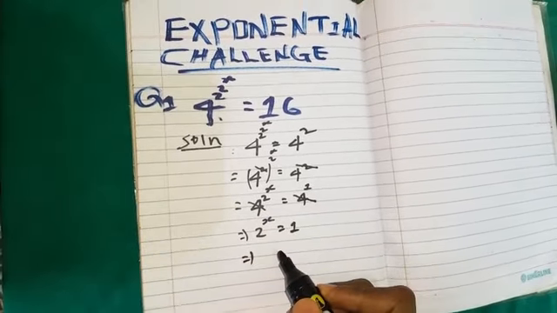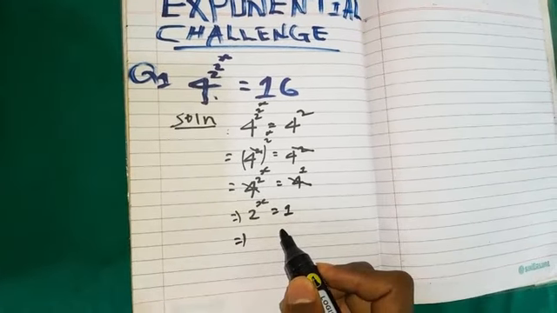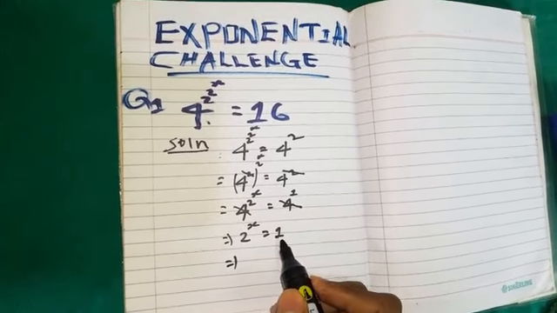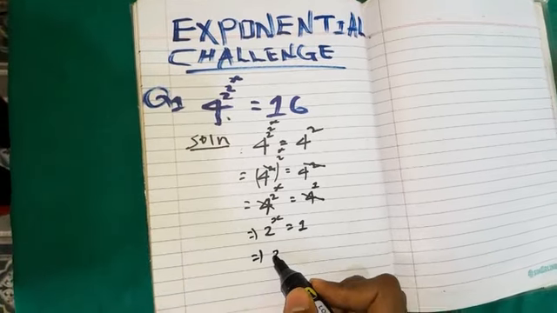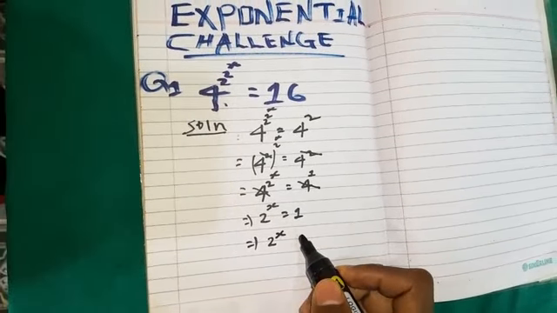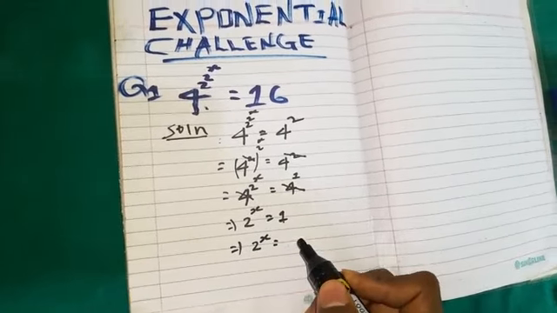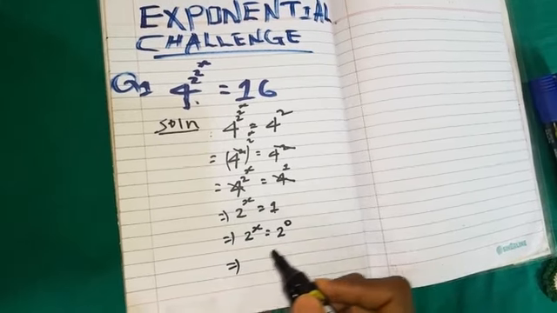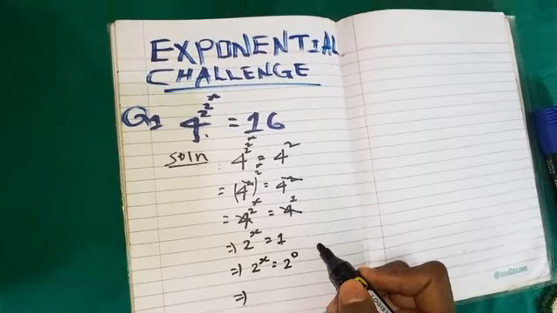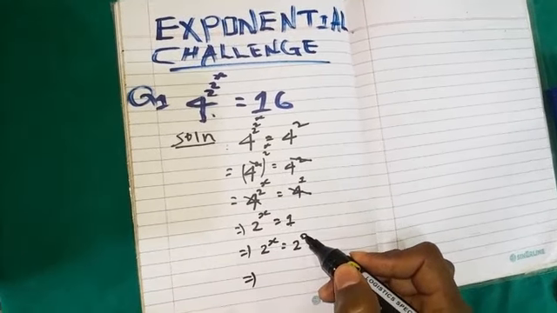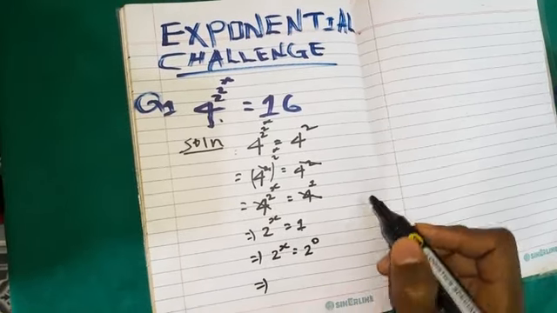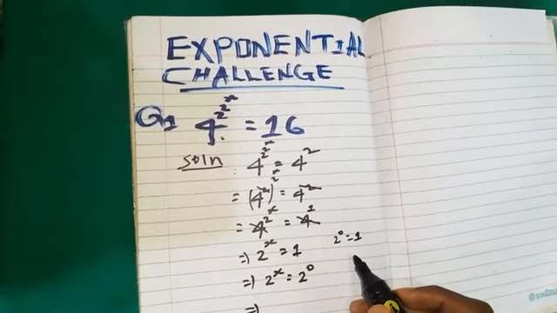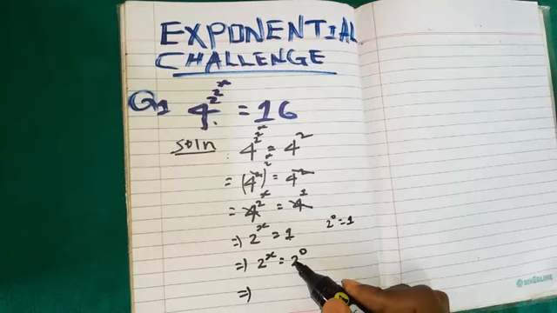Finally, we are going to finish. This means 2 to the power of x is equal to 1. Let us do it like this: hold this concept in your mind, 1 is 2 to the power of 0. Do you get it? I know it's a challenge, let me show you. 2 to the power of 0 means 1. It becomes equal to 1.